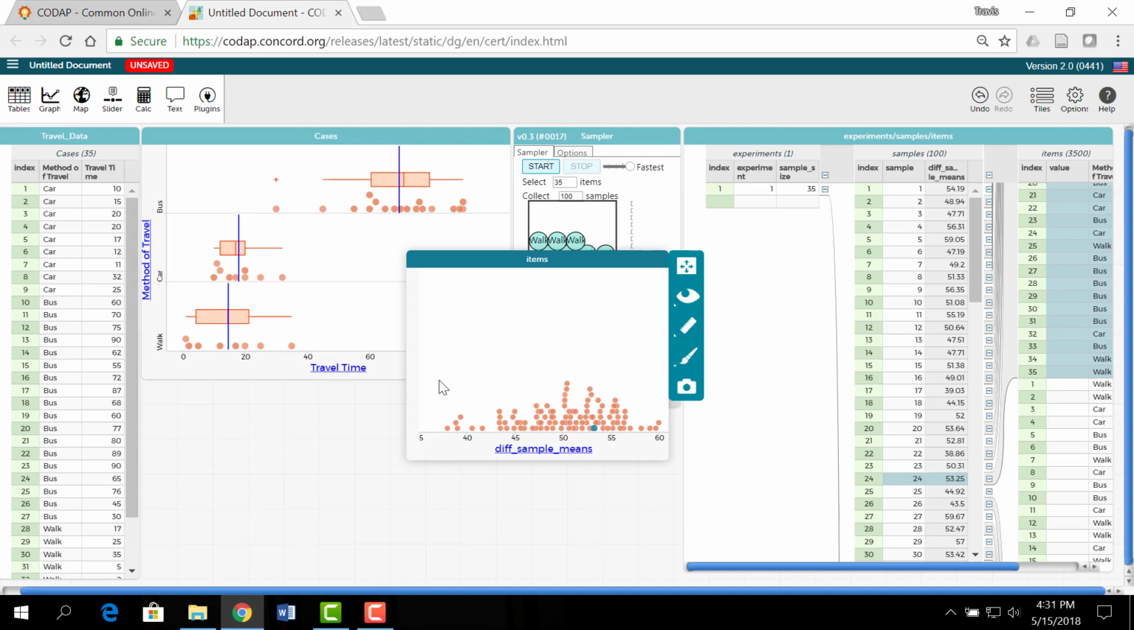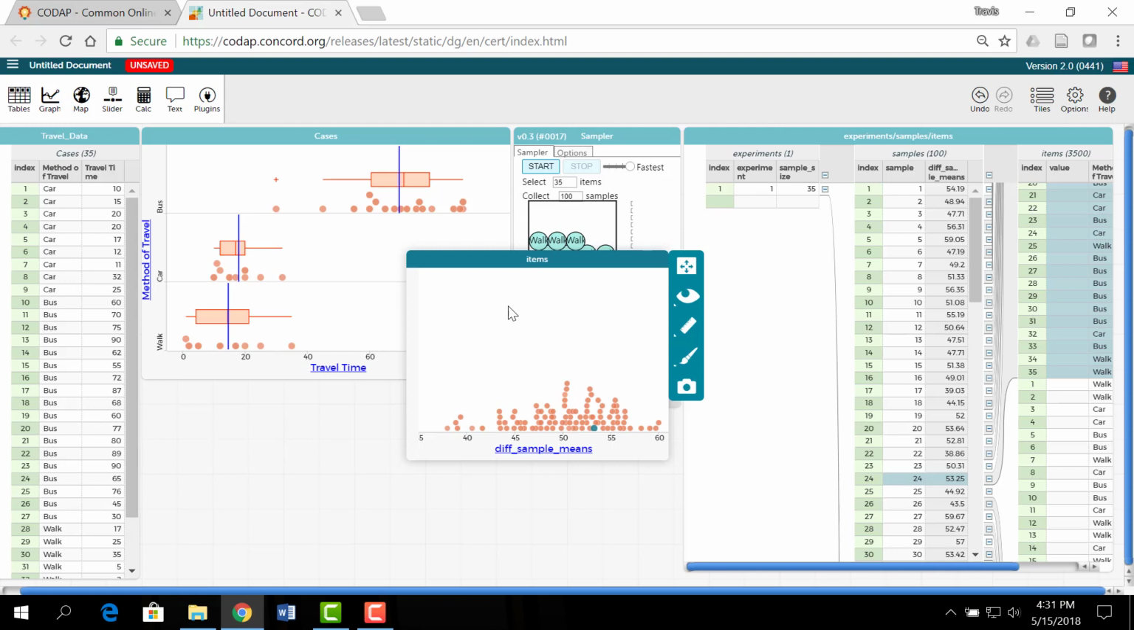If I look at the spread of all the differences in the sample means that I found, the lowest one I have is 37.98, so about 38. So what that's telling me is that this is clearly a significant difference, because 0 isn't even a possibility that we came up with in the difference of these sample means.